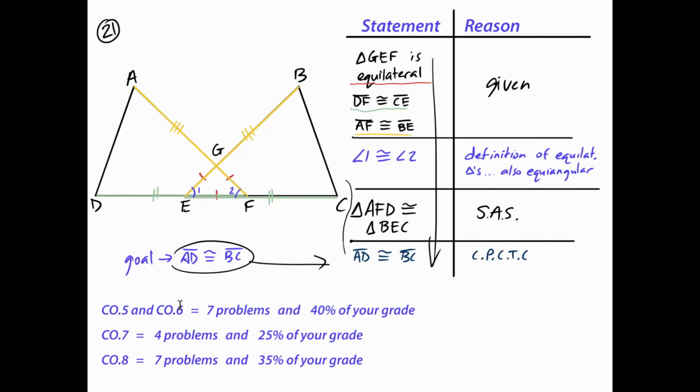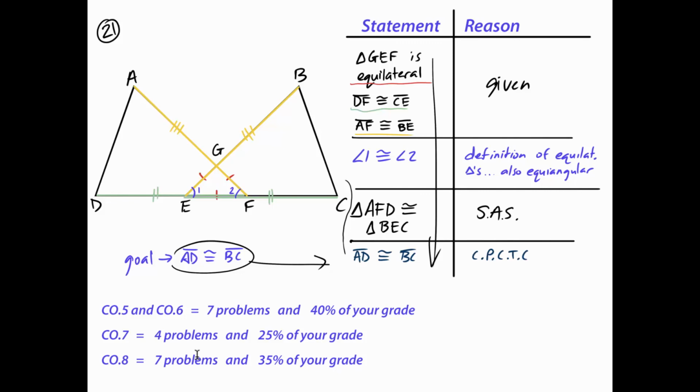CO.5 and CO.6, if you kind of look down here, it's 7 problems. So they're all kind of lumped together. Now it's 40% of your grade. So it's important, and when you're looking at your study guide, you might want to make sure that you really understand those 2 ideas. From what I saw, they weren't as hard as maybe some of the proof stuff here at the end. CO.7 only has 4 problems, and it's only worth 1/4 of your grade. Doesn't mean it's not important, but you should be thinking ahead of time that there is not going to be as much material on that.